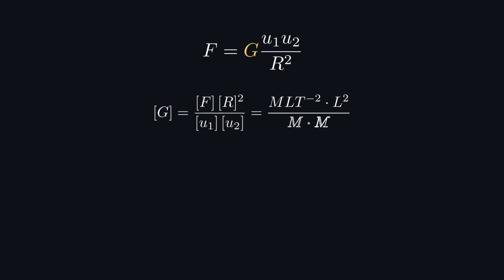Where do its units come from? From Newton's law of gravity itself. Force equals G times the two masses divided by the distance squared. Rearrange for G, feed in the units, and out comes something beautiful. Length cubed, per mass, per time squared. G carries mass, length, and time all at once. That's the link the list was missing.